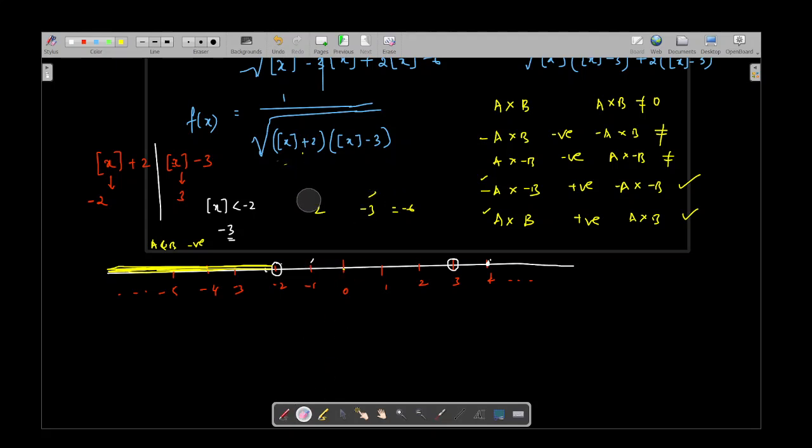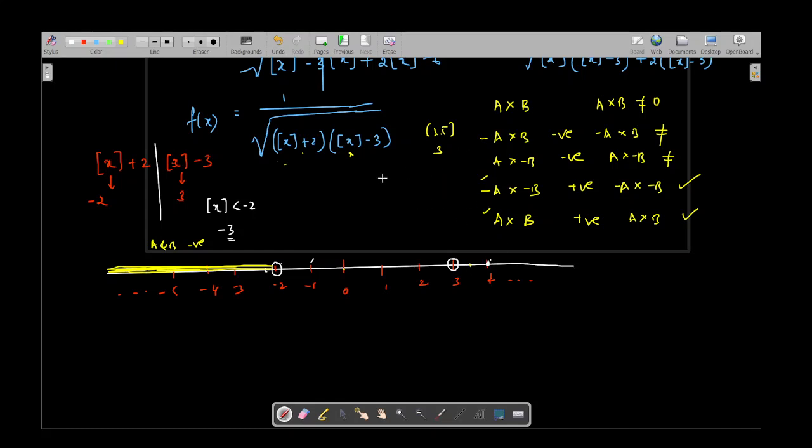Now, the next interesting thing is you cannot take 3, because when you put 3, this becomes 0. 1 over 0 is undefined. Let us take 3.5. Even if you take 3.5, GIF of 3.5 is 3. So again, up to here you cannot take.